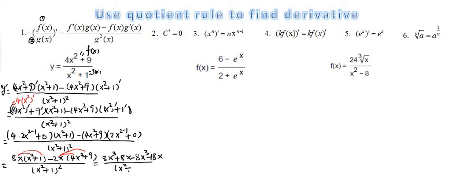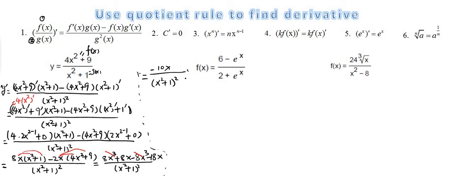So we can simplify it. We can cancel out terms, and we have negative 10x over x squared plus 1 squared.